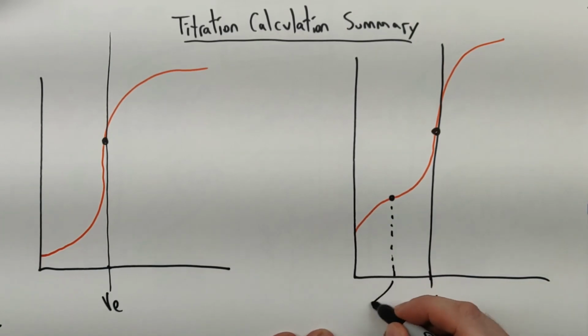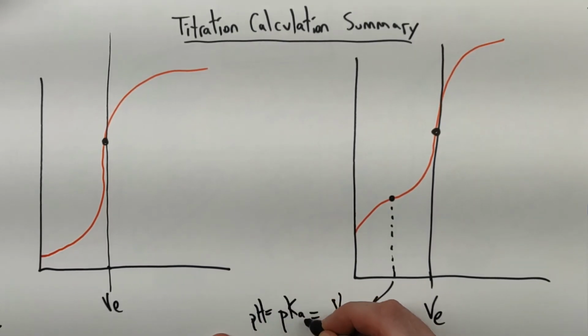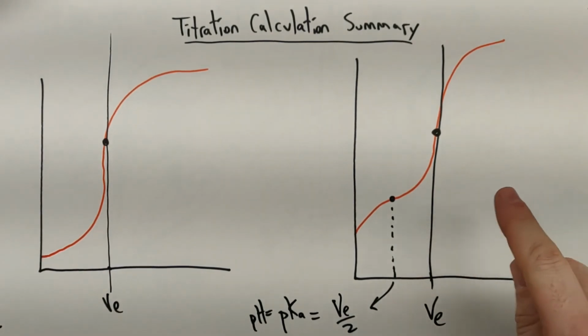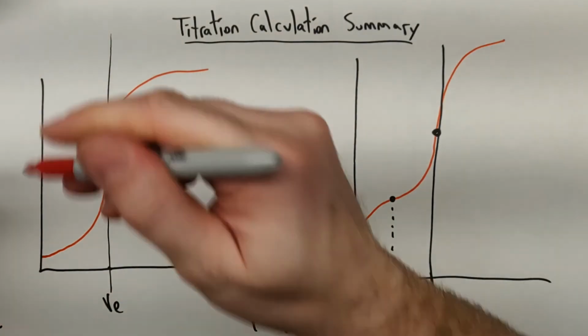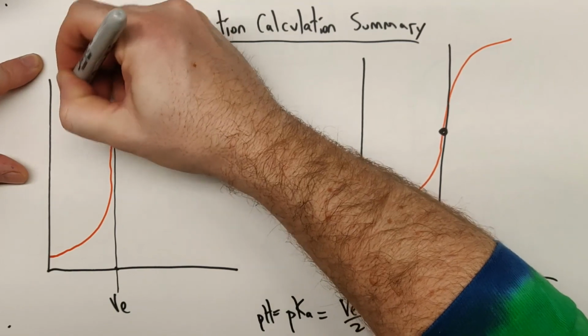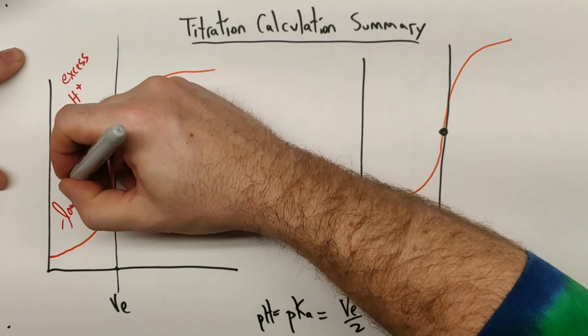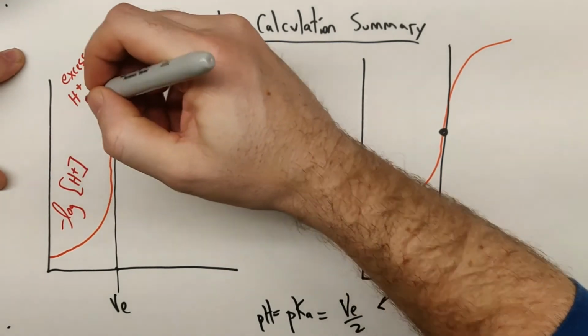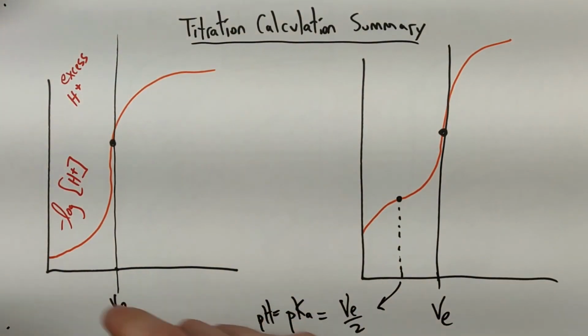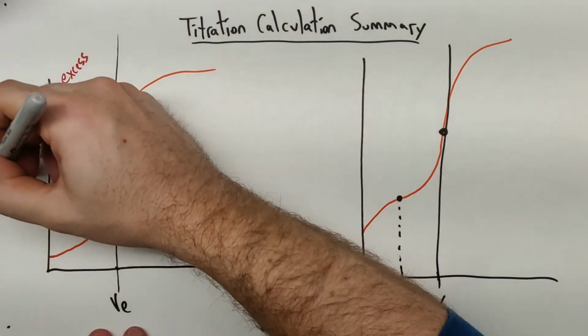All right. So at this point, half VE, or VE over 2 we'll call it, that's where our pH equals our pKa. All right. So quick summary on that, pH equals pKa there, and if we need to calculate here, we have excess H plus. So this entire region we're going to calculate as the negative log concentration of H plus. All right. At this point right here, you don't have to calculate anything. The pH is 7.